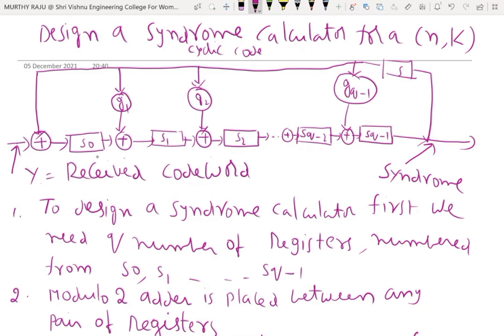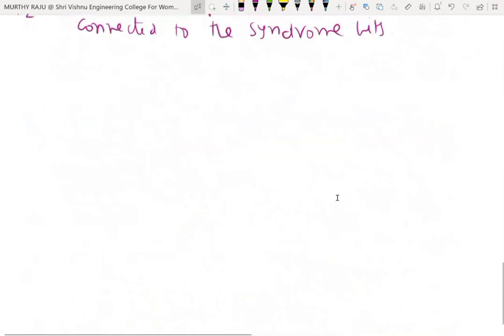The received code word bits are shifted into these registers. After all bits are completed, the remaining bits in the registers, S0, S1, S2, and so on up to SQ minus 1, are the syndrome vector. At that instant, the switch is opened and the syndrome vector is collected. This is the actual description of the design of a syndrome calculator for an n comma k cyclic code.